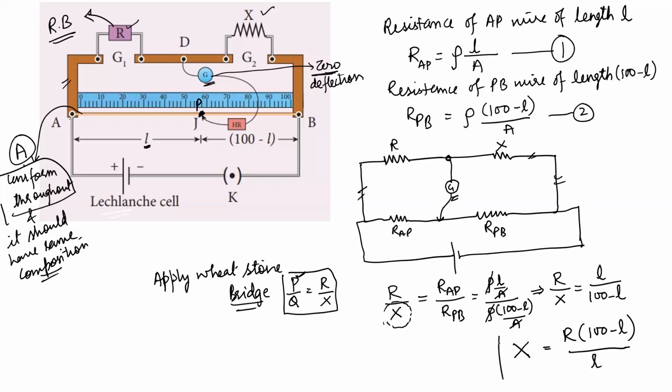As we know, R was known to us because we had placed a resistance box of certain resistance, and we know this particular length L while doing the experiment. If this length is L, the remaining length must be 100 minus L. All these three things are known to us. With the help of these three things we'll be able to find the unknown resistance X. So this is the formula to determine the unknown resistance X.